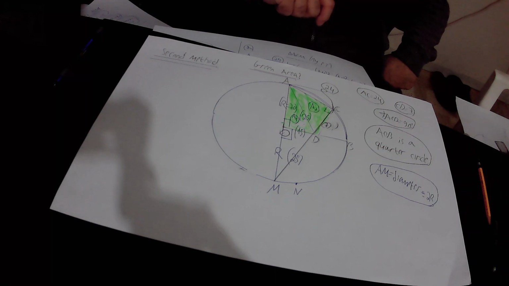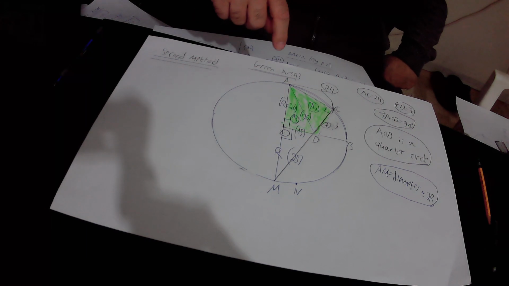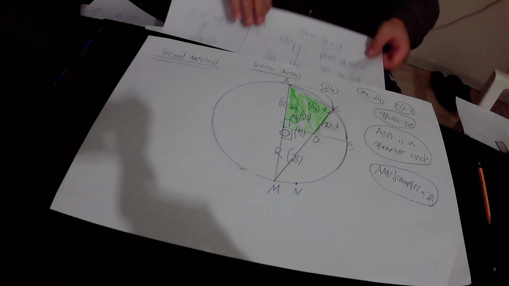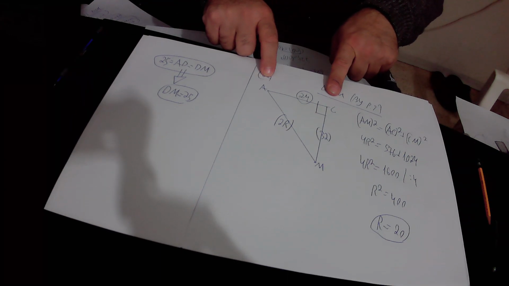AC equals 24, and AM is the diameter of the circle, that is 2R. So copy the right triangle ACM in a new page and apply the Pythagoras theorem on this right triangle ACM. This is the right triangle ACM from the original diagram. I repeat again that AC equals 24 units according to what is given in the question.